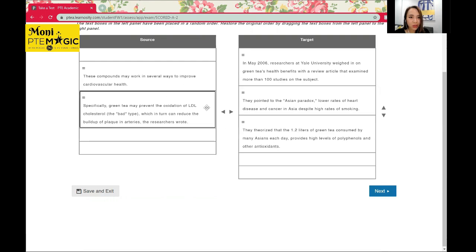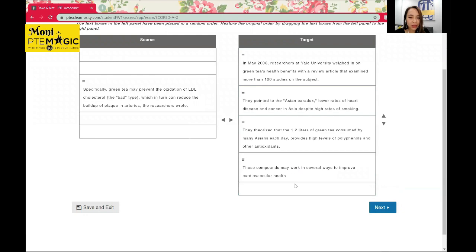Okay, next one. Which one goes next? If you pay attention, then you see it says these compounds. These must be referring to something. Then if you look here, you'll see polyphenols and other antioxidants. These are the compounds that they mention, that they talk about. Okay, so we're just going to drag it here. These compounds may work in several ways to improve cardiovascular health.